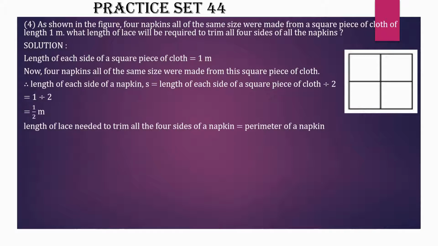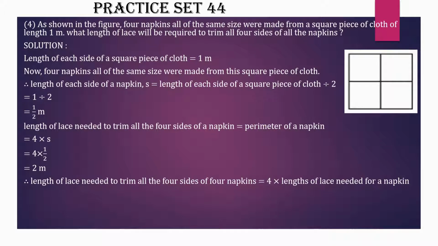Length of lace needed to trim all the 4 sides of a napkin is equal to the perimeter of the napkin, that is equal to 4 into S, which is equal to 4 into half, that is 2 meters. Therefore, length of lace needed to trim all the 4 sides of 4 napkins is equal to 4 into the length of lace needed for a napkin, which is equal to 4 into 2, that is 8 meters.